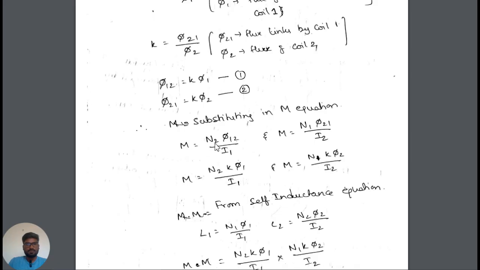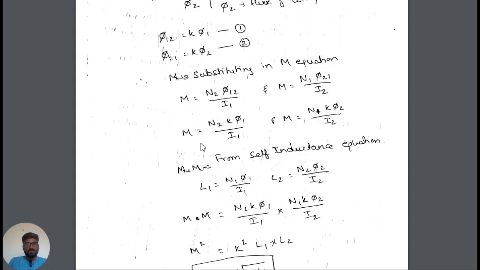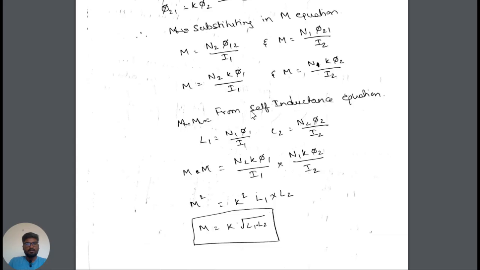M is equal to N2 phi12 by I1, and the flux linking from coil 2 to coil 1 is this one. If you substitute the values, it looks like this. From the self-inductance equation, we know L1 and L2. If we multiply both M, then it will become M square. If we take L1 L2 common, it becomes K square, and M.